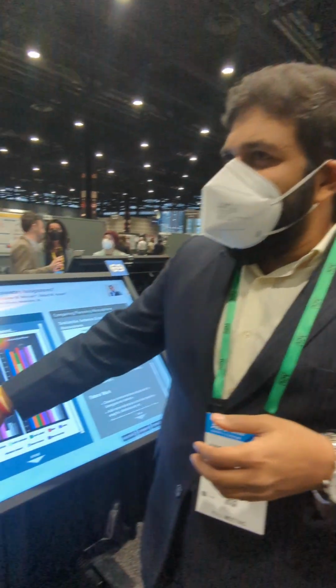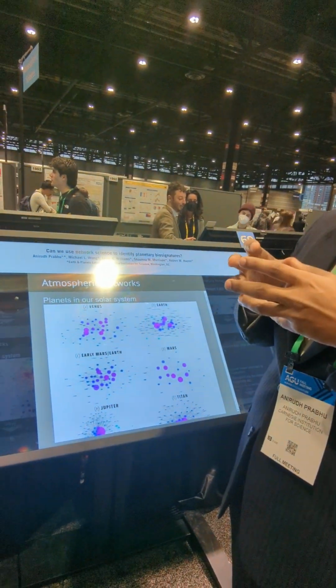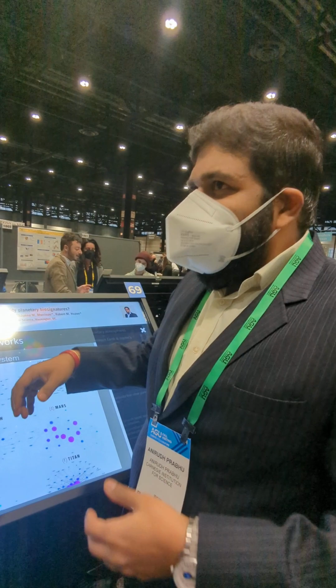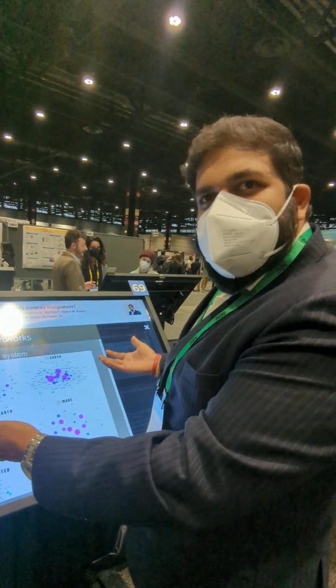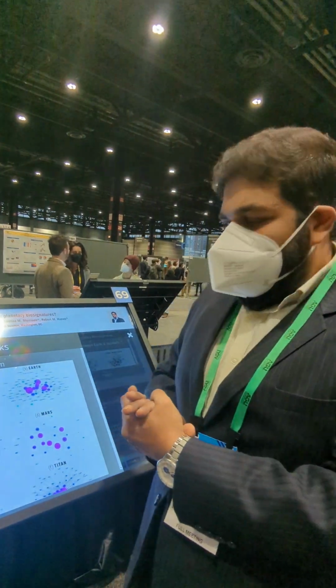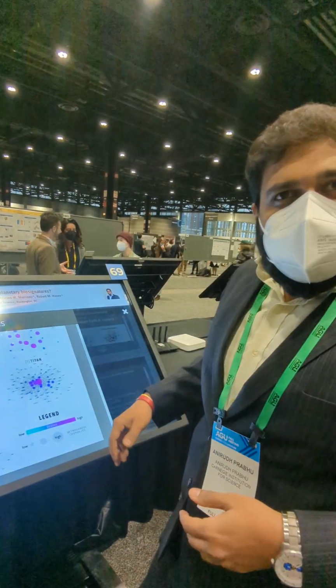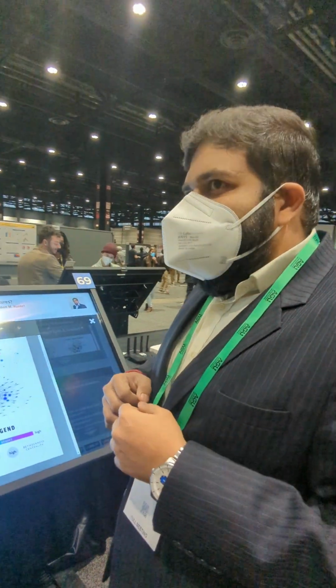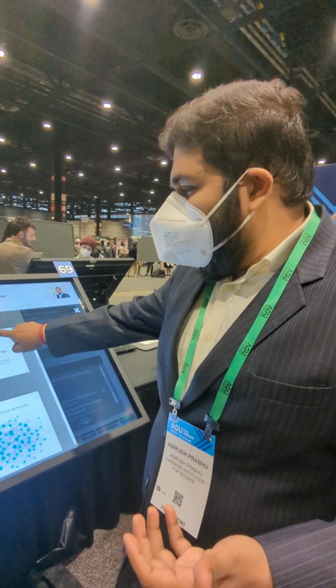The data looks very similar to a network because you have two molecules that sort of react together and form a third molecule, and then you draw connections between them. Essentially what we get is a network data structure. So that's exactly what we did. We looked at Venus, Earth, Mars, early Mars, Jupiter, all the planets in our solar system, and tried to find out what the differences in the network structure are among these planets.